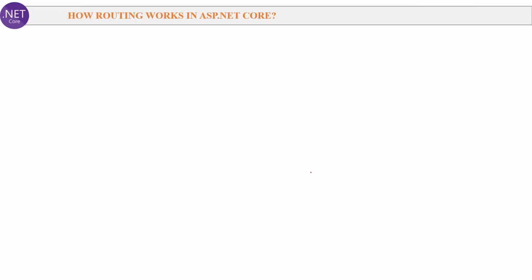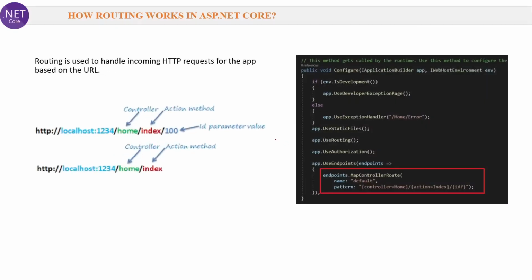Next question is, how does routing work in ASP.NET Core? Routing is used to handle incoming HTTP requests for the app based on the URL. So here you can see a sample URL. Here home is the controller, index is the action method, and 100 is the ID parameter value. In the code snapshot, you can see how the default routing has been set inside the UseEndpoints method in the Configure method. So this is how the routing works.